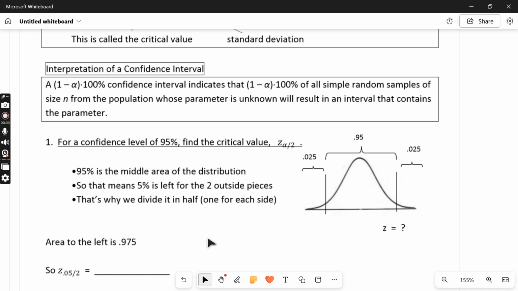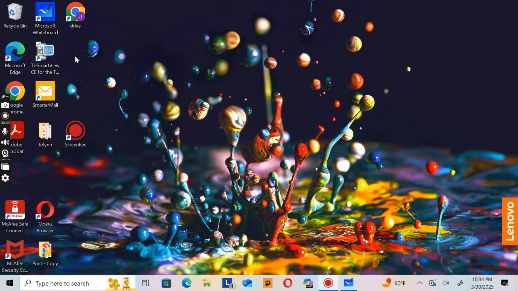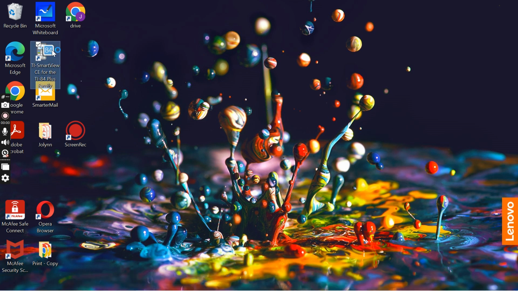Find the area to the left. So when I'm looking at this, remember our chart and our calculator, it always finds the area to the left. So that's that 95 plus that half that was left over, so the 0.025. So that's why it's saying the area to the left is 0.975. So you can use your calculator or you can use your table. Either way is fine. I'm going to do it in my calculator.